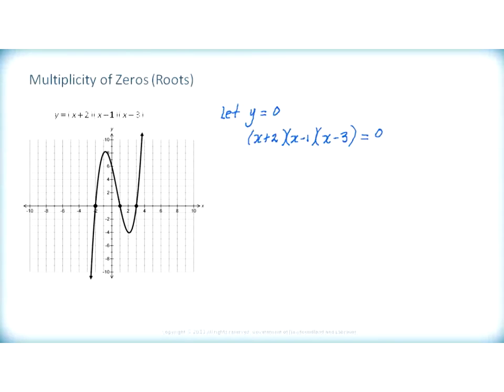0. The zero product rule tells us that x plus 2 equals 0 when x is equal to negative 2, or x minus 1 equals 0 when x is equal to 1, or when x minus 3 equals 0, x equals 3. Notice that these values will give us the x-intercepts on the graph of the function. So we have one x-intercept at negative 2, another x-intercept at 1, and another x-intercept at 3.